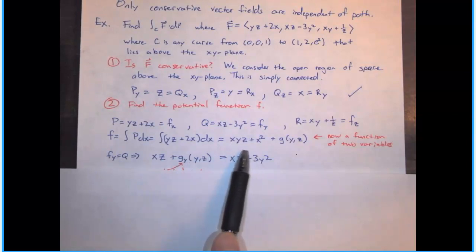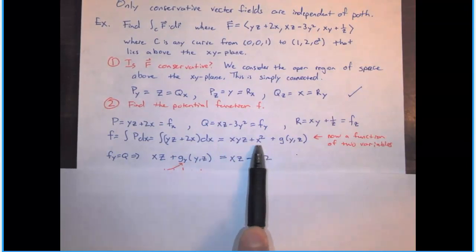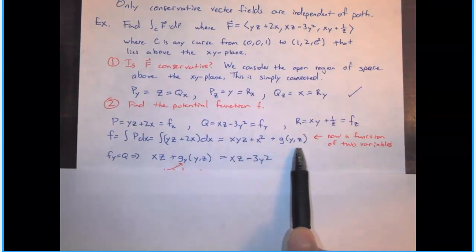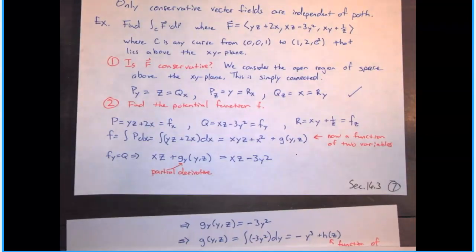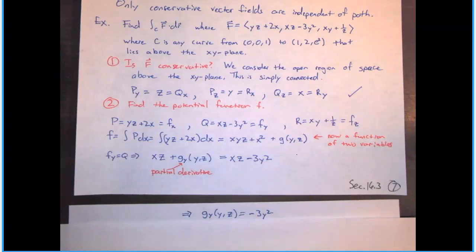So then I take a derivative with respect to y. I'm going to get xz. This x squared is going to drop out. And now, since this is a multivariable function, it's a function of two variables, I have to take a partial derivative of that function. I can't say g prime anymore. G prime doesn't make any sense. And I set that equal to q, which is xz minus 3y squared.